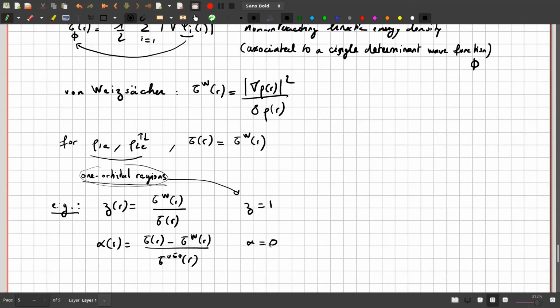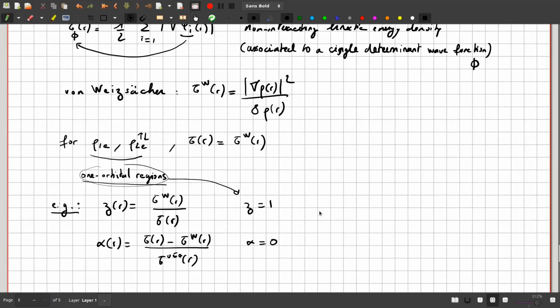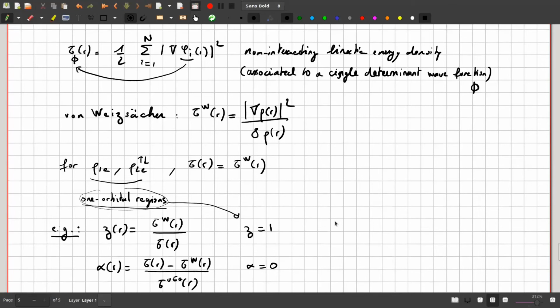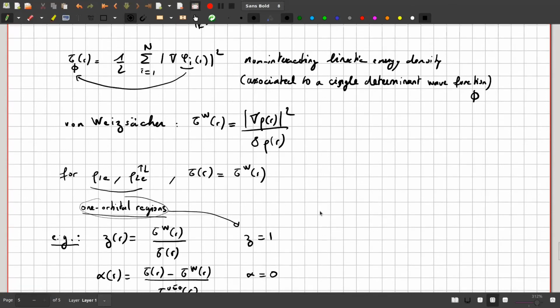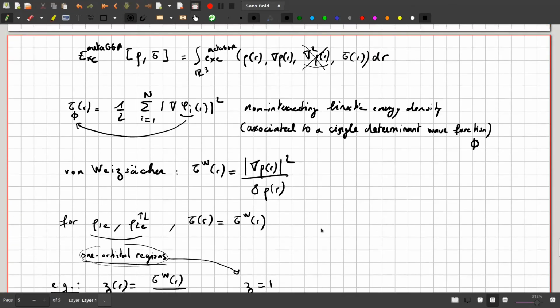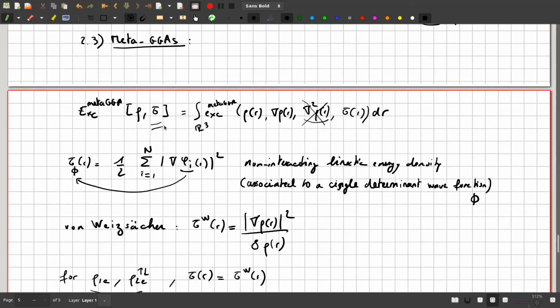Okay, so these meta-GGAs. Now I need to tell you exactly how we do the calculation in practice, because as you notice, now we are out of the Kohn-Sham scheme. It's no longer a single functional of the density. So the way the calculation is done is usually in the context of the generalized Kohn-Sham scheme.